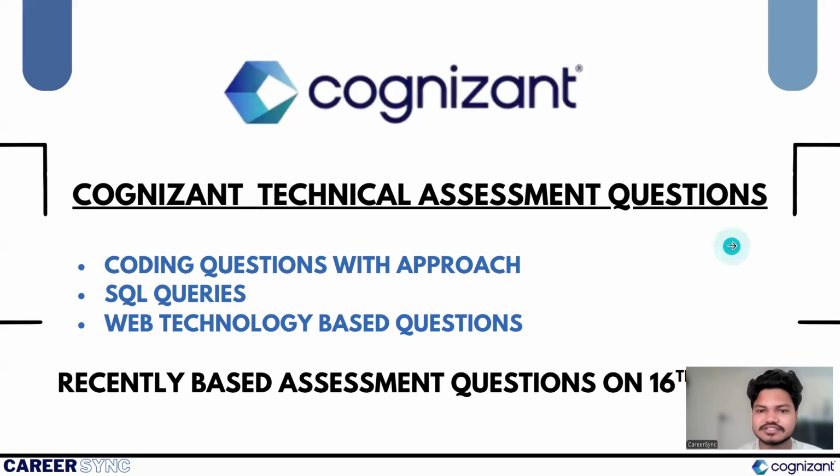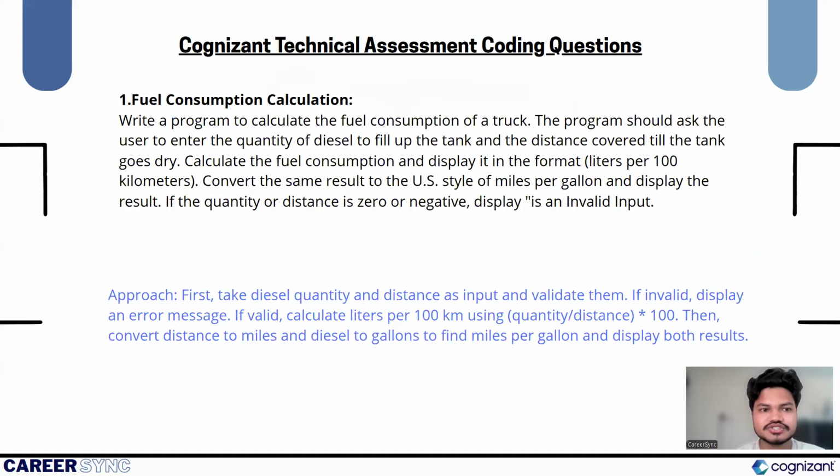So let's get started. So the first question is fuel consumption calculation. You have to write a program to calculate the fuel consumption of a truck. The program should ask the user to enter the quantity of diesel to fill up the tank and the distance covered till the tank goes dry. Calculate the fuel consumption and display it in the format liters per 100 kilometers. Convert the same result to the US style of miles per gallon and display the result. If the quantity or distance is zero or negative, display invalid input. So this is the question, you have to solve it.